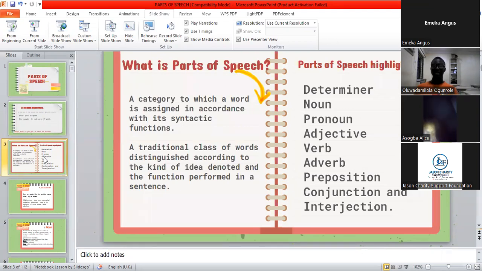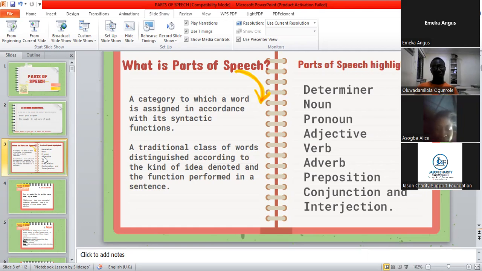So basically, anytime you want to talk or you want to say anything, you either speak your sentences or you write it. So each word that you use in that sentence belongs to a category. Each word as exemplified or used in your sentence has a part that it is connected to.